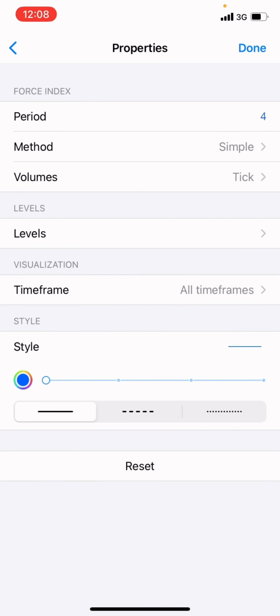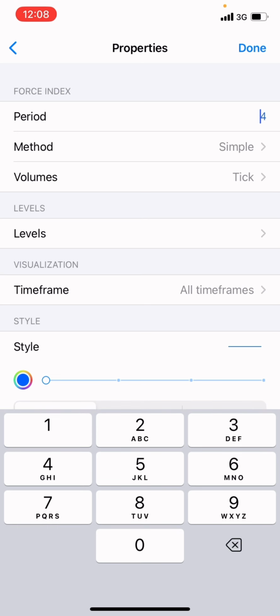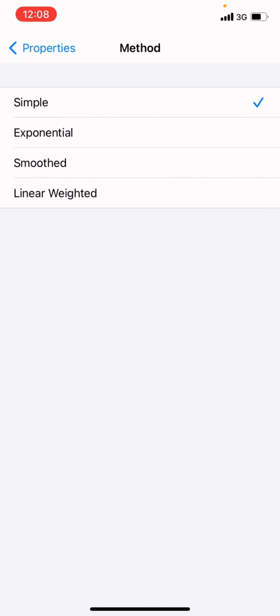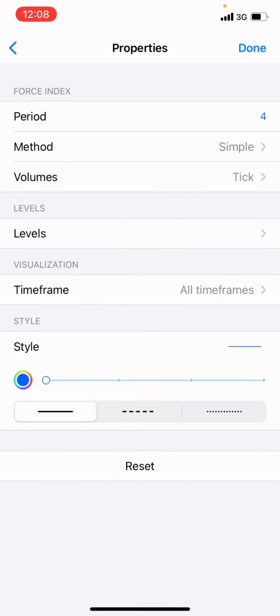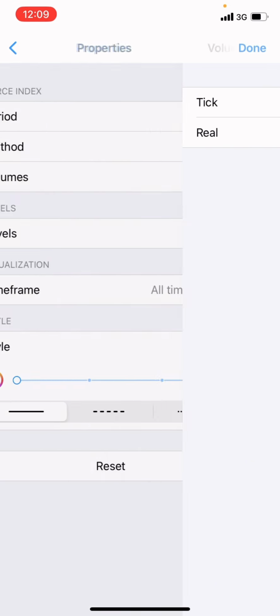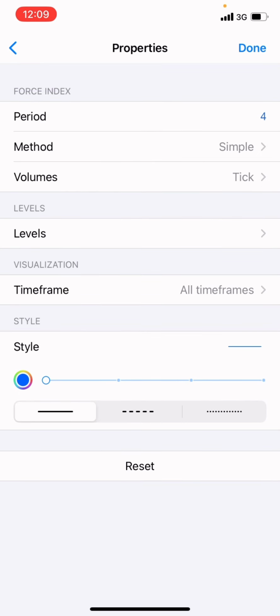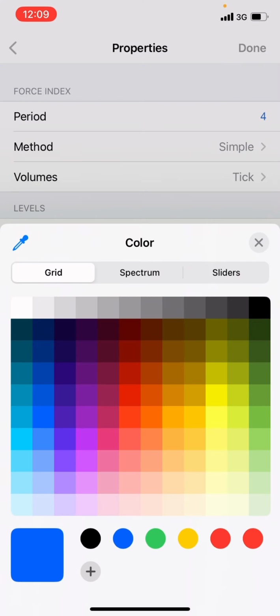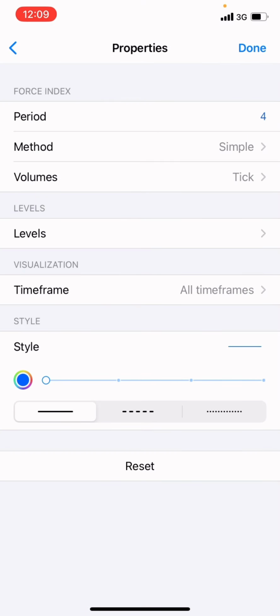For the Forex index, the period is going to be 4. You want to put 4 on the period. Then method is going to be simple. Then for the volume, you're going to put it to tick. For the time frame, it's going to be all time frames. Then you put the style on 1 pixel. You can use the color blue. You click on done for the Forex index.